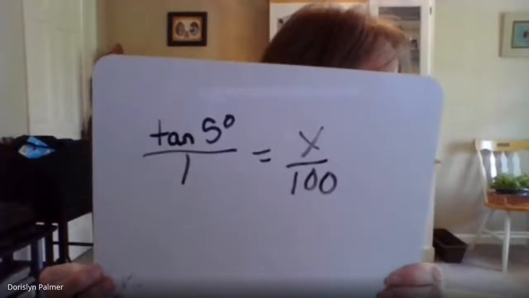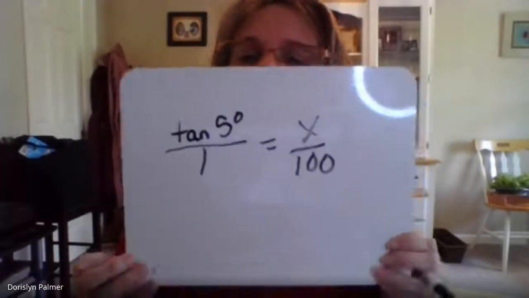See how it says that? Now, how do we know that? Say that again, Aristotle. How do we know that the tangent of 5 degrees equals x?